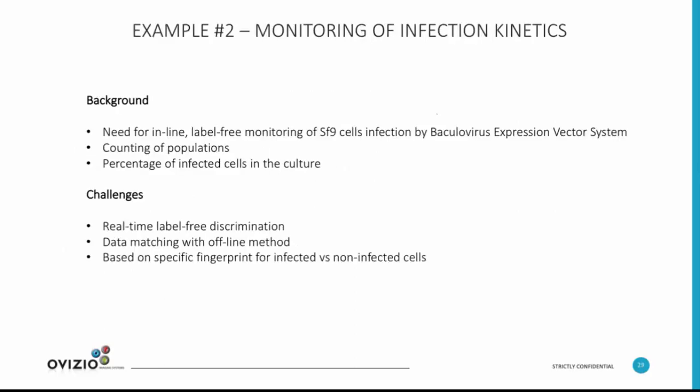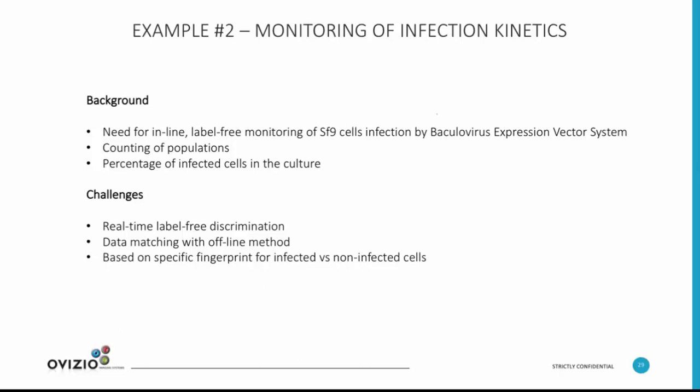The second example, the monitoring of the infection kinetics. So the question here came from a customer and a university. Is it possible within SF9 cells to see a difference between an infected or a non-infected cell if we introduce the baculovirus expression vector system? So can you count the different populations, and can you show a percentage of the infected cells in the culture?